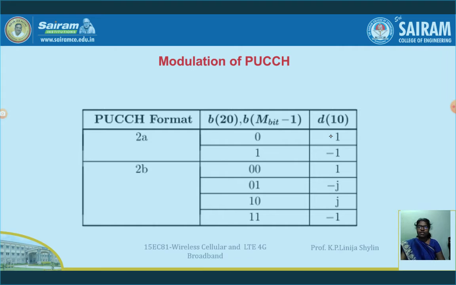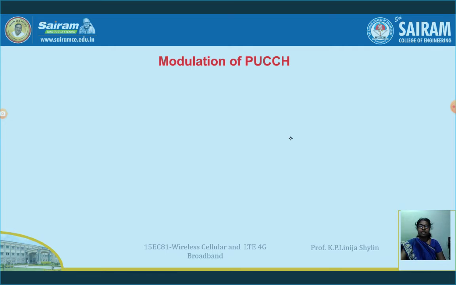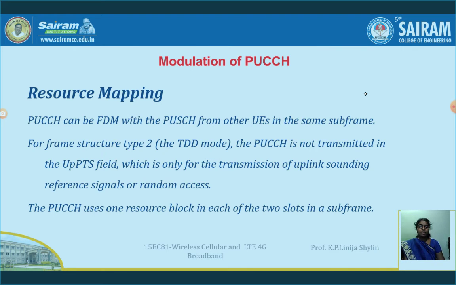This table shows how the complex valued signal is obtained by using the Zadoff-Chu sequence. Uplink control channels from multiple user equipment can be transmitted on the same resource block using code division multiple access. Now we will see the resource mapping.